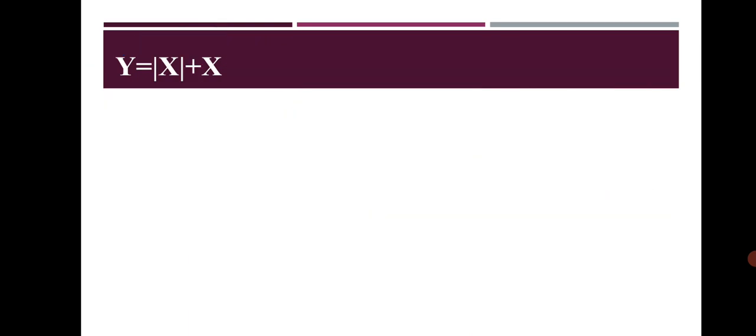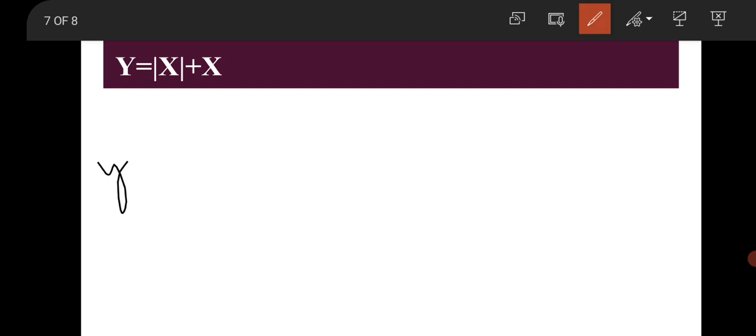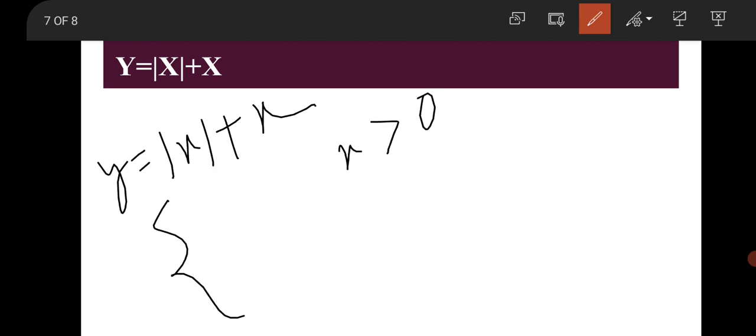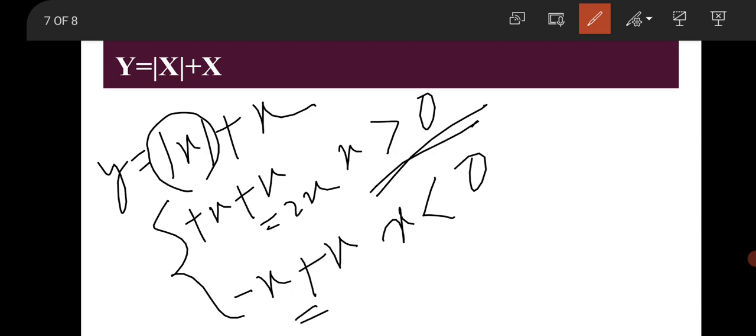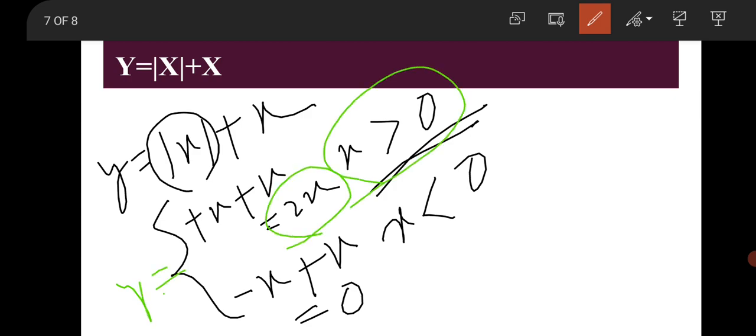This is an important and interesting question. The given function is y equal to mod x plus x. So use the general definition of mod x. For x greater than 0, what is the meaning of mod x? It is plus x. So it is x plus x, that is equal to 2x for x greater than 0. What about x less than 0? We know for x less than 0, mod x becomes minus x, that means minus x plus x, that is equal to 0. So in general we are getting the function as y equal to 2x for x greater than 0, and y equal to 0 for x less than 0.